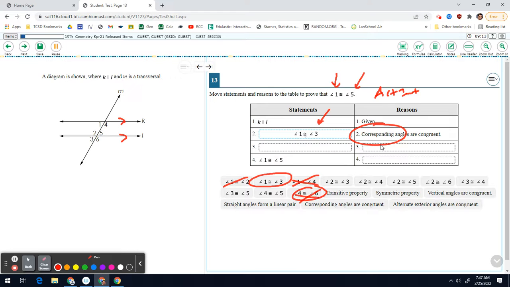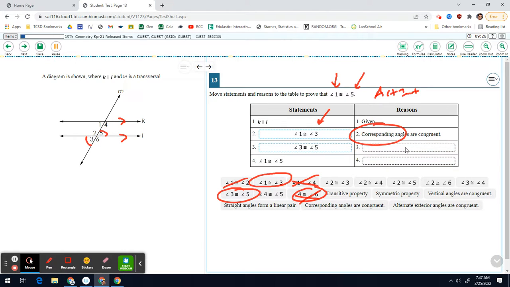So no. Okay, so now which talks about 3 and 5? Well, it's right here. Are angle 3 and 5 congruent? Well, yes, they are, because in this picture, angle 3 and 5 are vertical angles. So we can use that as our next statement. And again, this is kind of the tricky part because they didn't give you the reason, but it would be vertical angles are congruent. Got to remember those topic 1 ideas.